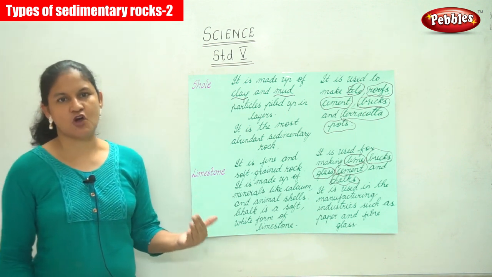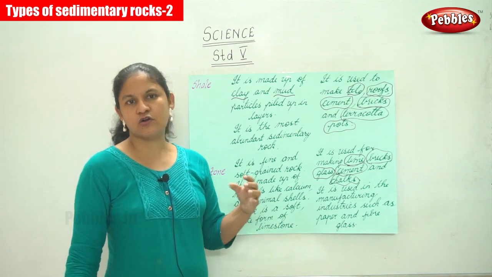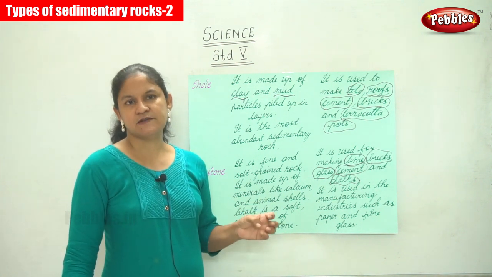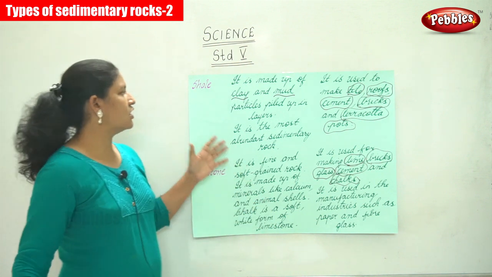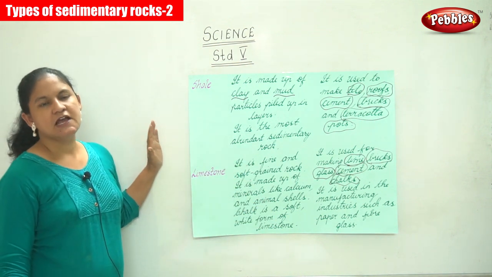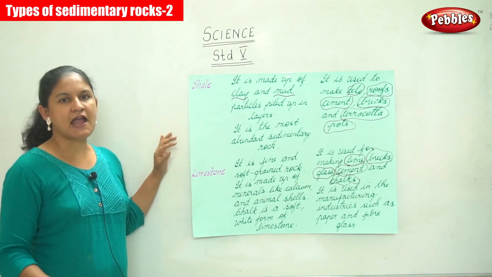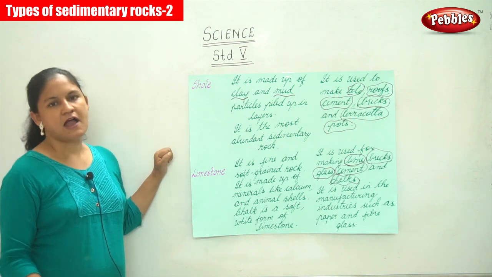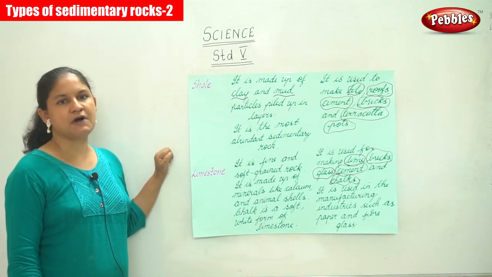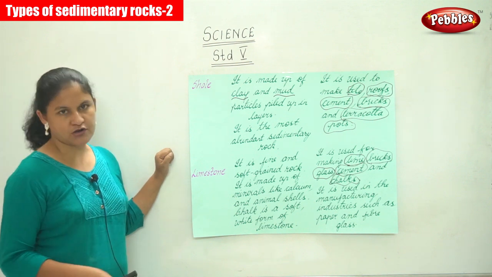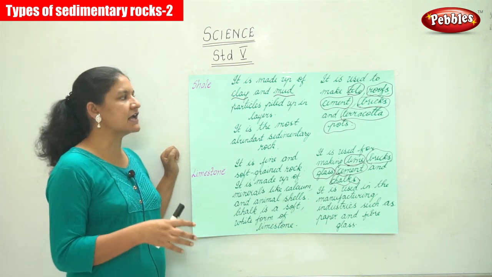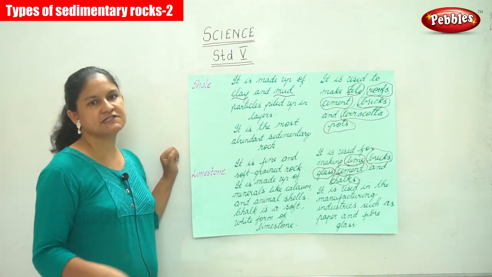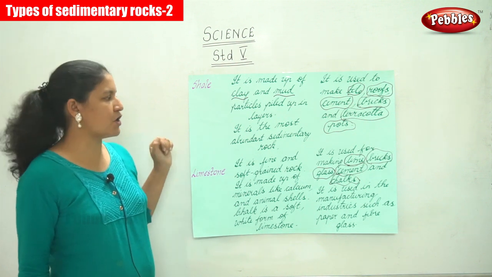So apart from sandstone and conglomerate, we have two more important types of sedimentary rocks, that is your shale. So the shale is made up of clay and mud particles piled up in layers, and it is the most abundant sedimentary rock. The shale is used to make tiles, roofs, cement, bricks and your terracotta pots.